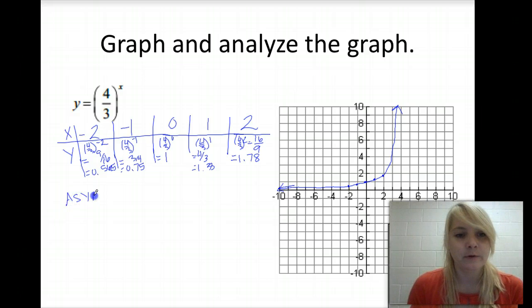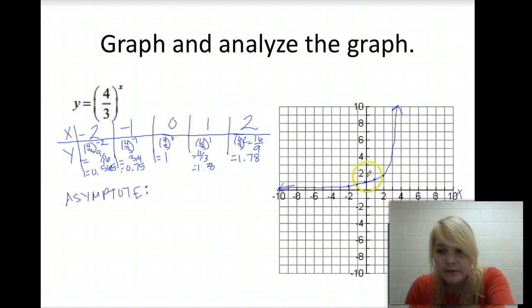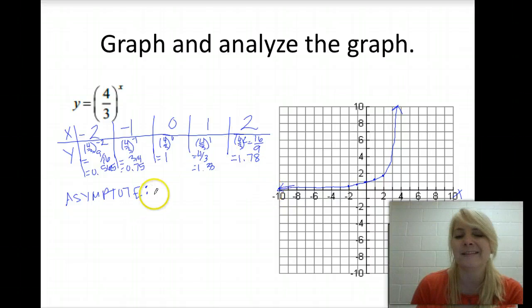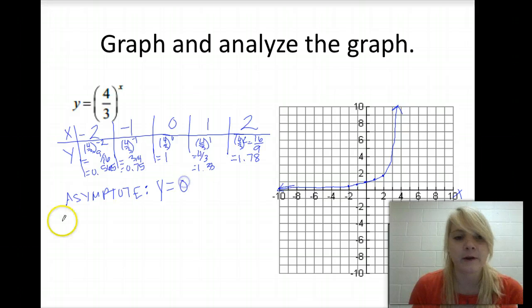Our asymptote, once again, is at that x-axis. So this value is approaching 0, but it's not quite getting there. So our asymptote is y equals 0.